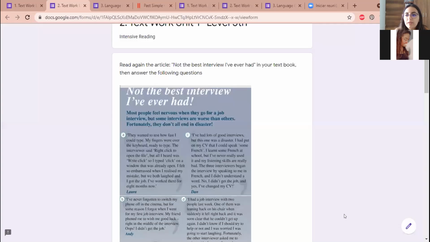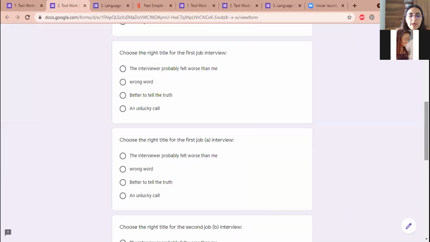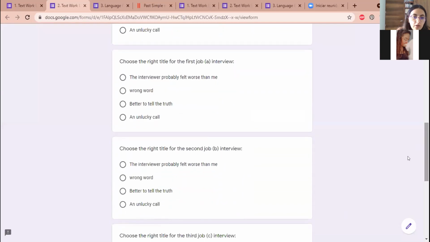Welcome back, everyone. You're starting to get back. So some of the groups ended in the time and some others were having a little bit of problems with this exercise. But anyway, can you tell me, guys, what's the answer? If you notice, I had twice the same question. So let's answer just the second one. Can you tell me what is the right title for the first job interview?